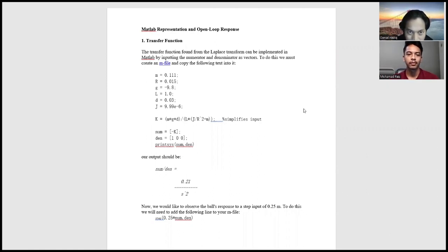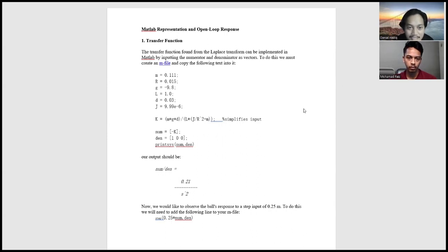So this is the MATLAB representation and open loop response. The first one is the transfer function. The transfer function found from the Laplace transform can be implemented in MATLAB by inputting the numerator and denominator as vectors. To do this, we must create an M file and copy the following text into it, which is M equal to 0.111, R equal to 0.015, G equal to negative 9.8, L equals 1.0, D equals 0.03, and J equals 9.99 exponent negative 6.